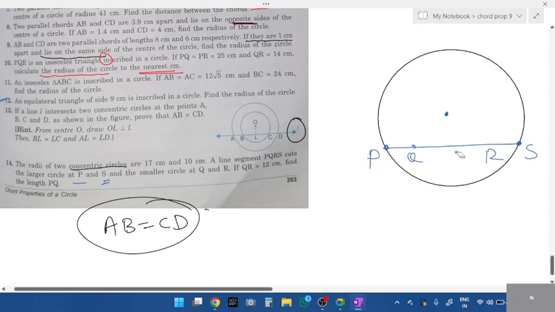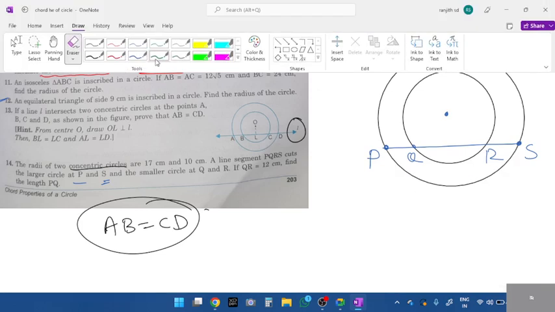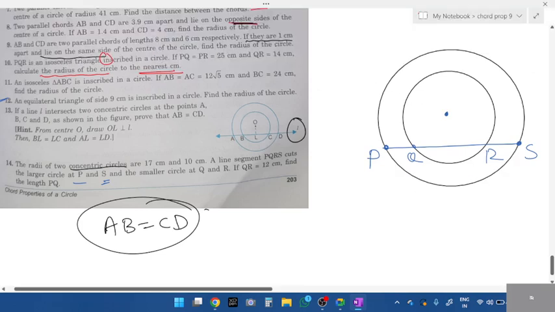Look, if I remove the smaller circle, you all will understand. Can you see PS is the chord? Right? It is touching at P and S. If I remove the larger circle, can you see the smaller circle? Same chord, Q and R. That is what they've given. Then when it comes to concentric circle or chord circle, we know like this.